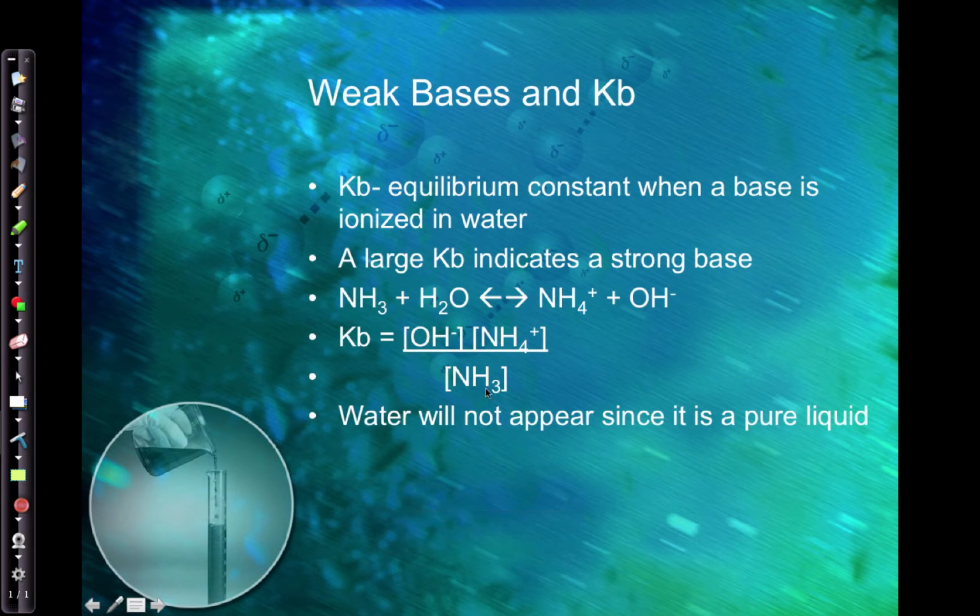All right, so with weak bases, we have a different equilibrium constant. It's Kb, but it pretty much means the same thing. So it's the equilibrium constant when a base is ionized in water. Well, a large Kb indicates a strong base. So if it's larger than 1, usually it means that it ionizes almost completely or 100%. So a weak base will not ionize completely.